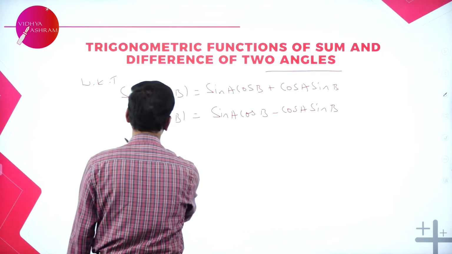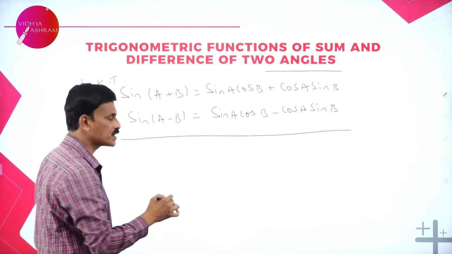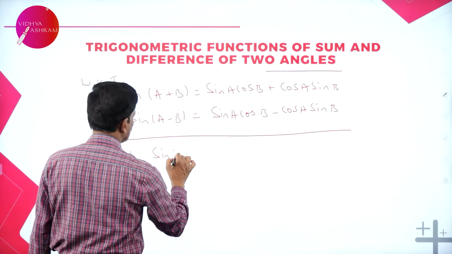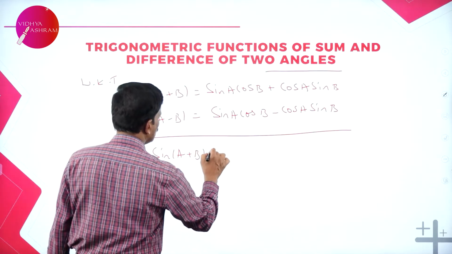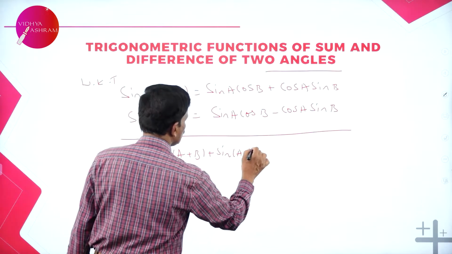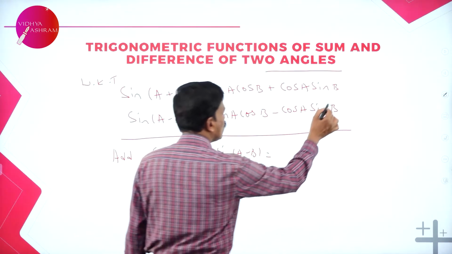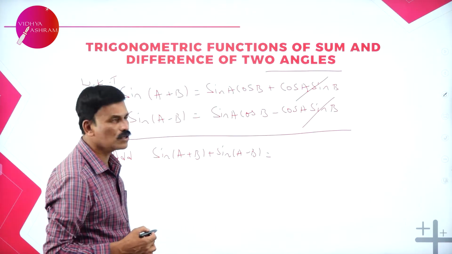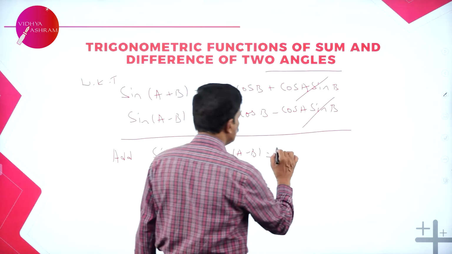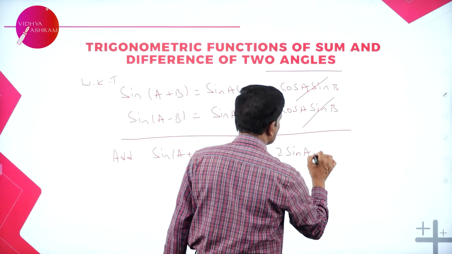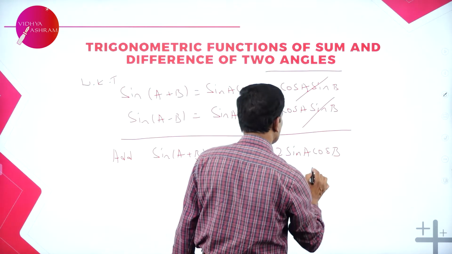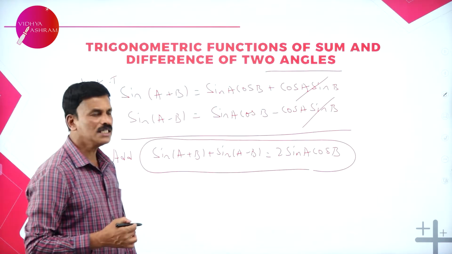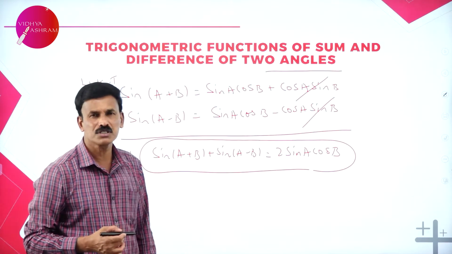Now let us add and subtract these two. Let us add first. If adding on both sides, on the left hand side what we will get? Sin of a plus b plus sin of a minus b is equal to, here cos a sin b, minus and plus get cancelled, and what is left over is sin a cos b plus sin a cos b, equal to 2 sin a cos b. So this is the first transformation, that is sin a plus b plus sin a minus b is equal to 2 sin a cos b.